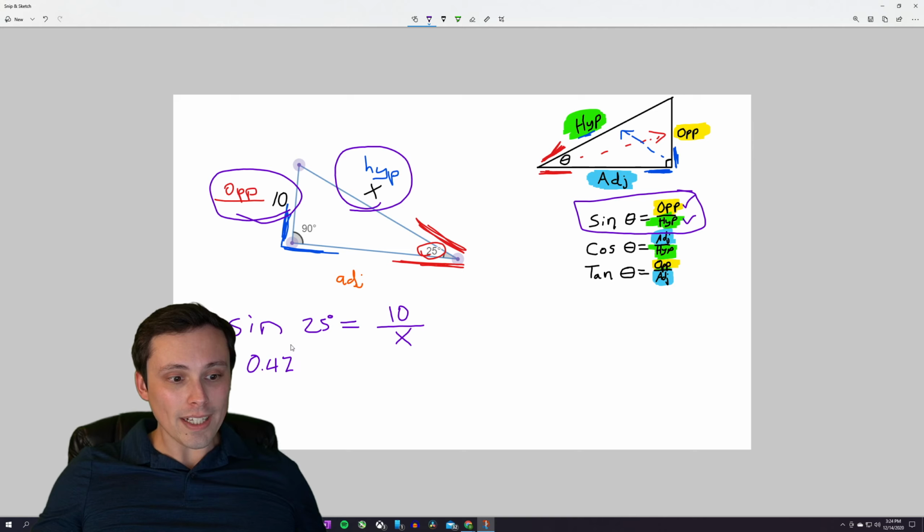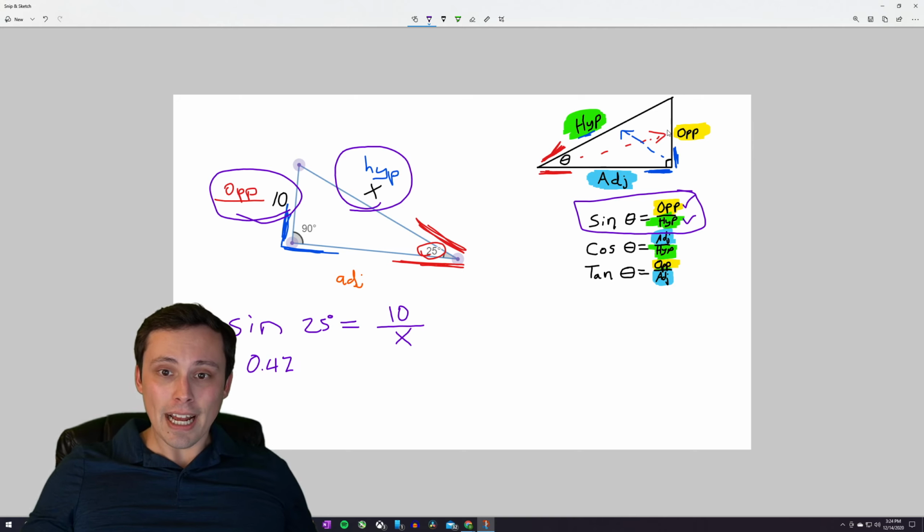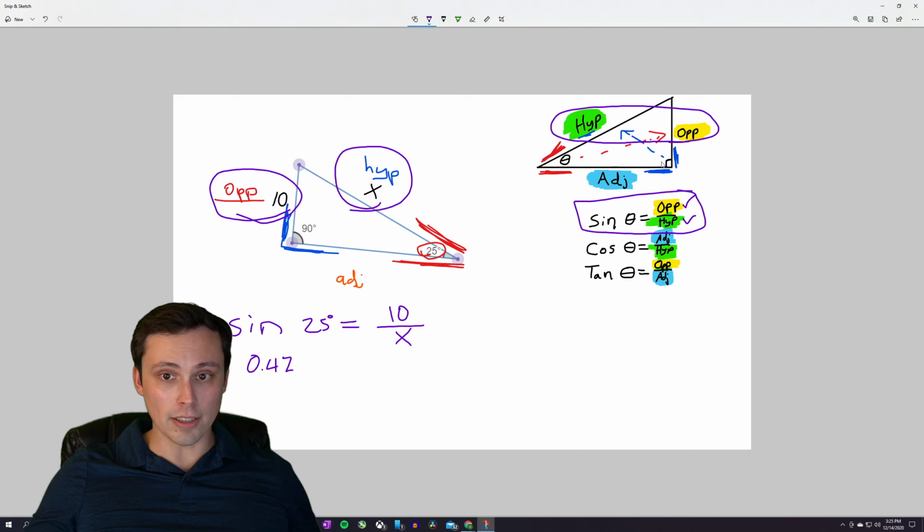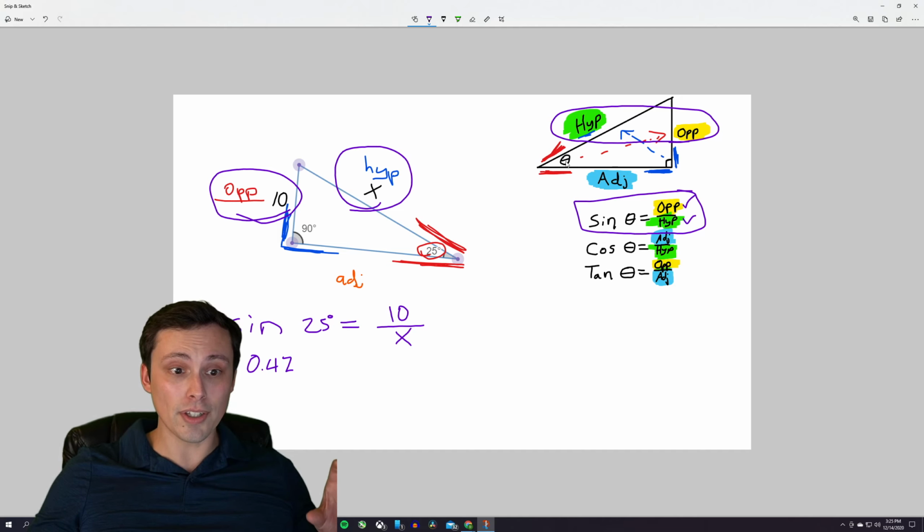Now, what does that actually mean? When you press the sine button, you're telling your calculator that you're interested in the ratio between the opposite and the hypotenuse in a right triangle. When you type in the 25, you're telling your calculator that you specifically want the reference angle in that triangle to be a 25-degree angle. And now your calculator has enough information to identify a triangle that is similar to yours. It's not the same size, but it's the same shape and has the same ratios. That's what you're actually doing when you type that in.